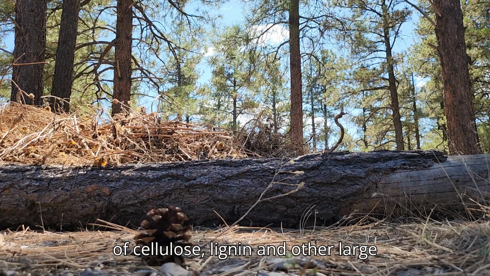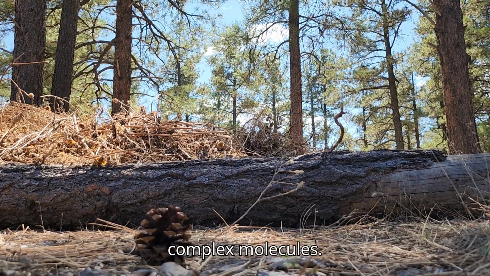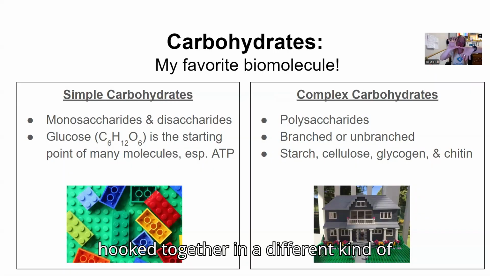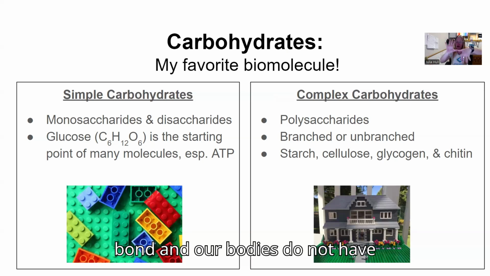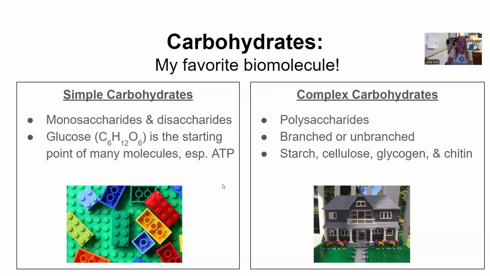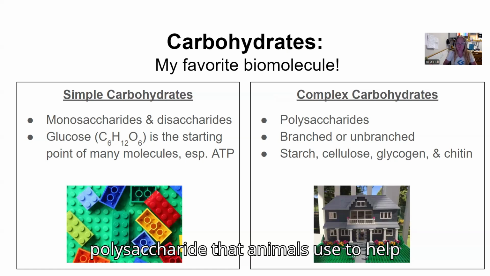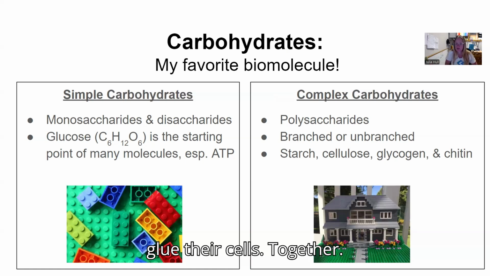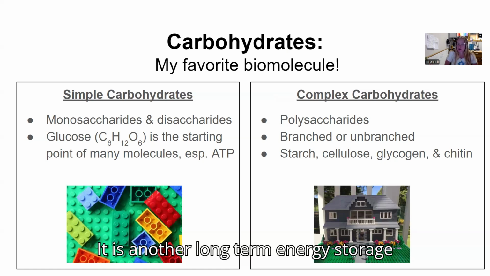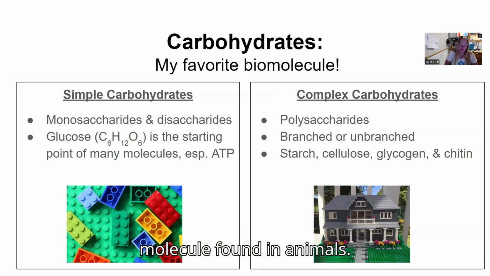What is a complex carbohydrate made up of? Cellulose, lignin, and other large complex molecules. And cellulose is glucose molecules that are hooked together in a different kind of bond, and our bodies do not have the ability to break that bond. Glycogen is the structural polysaccharide that animals use to help glue their cells together. Another long-term energy storage molecule found in animals.